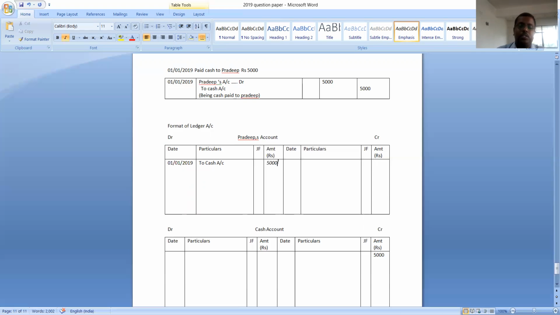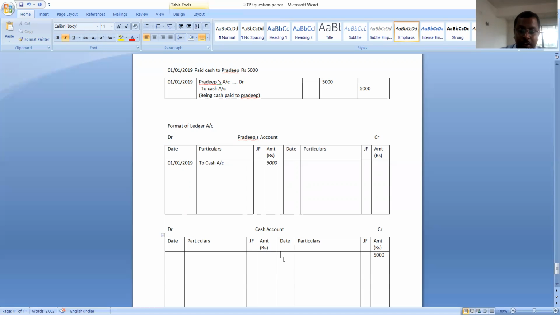Understood? Okay. Now, see here, every business transaction will affect a minimum of two accounts. So once we have recorded the transaction in Pradeep's account, now we should record it in which account? We should record it in cash account. Now in this journal entry, is cash account debited or credited? It is credited. So search cash account in the ledger book.